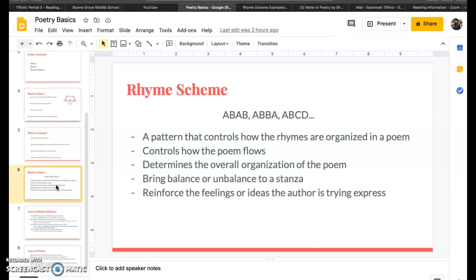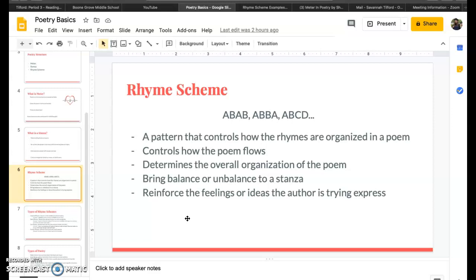Next, we're going to get into rhyme scheme. And rhyme scheme is a pattern that controls how the rhymes are organized in a poem. It controls how the poem flows and determines the overall organization of the poem, especially with poems that have a specific way that the rhyme scheme is structured.